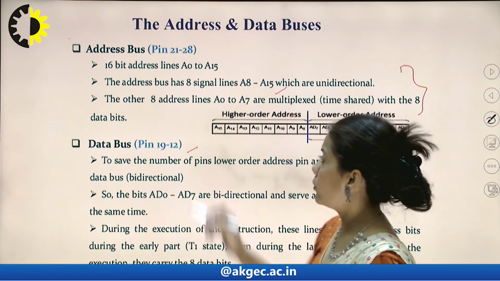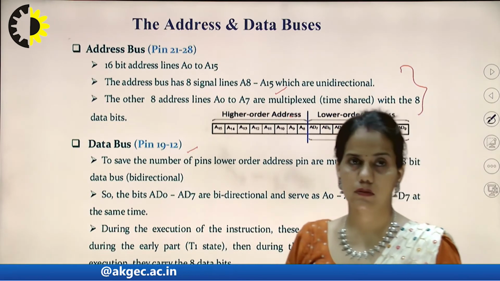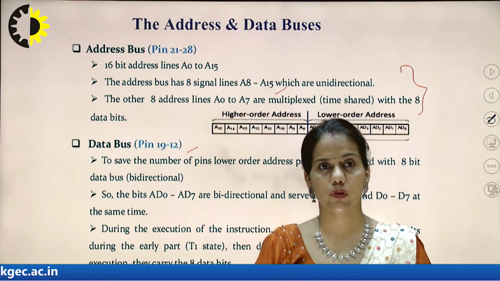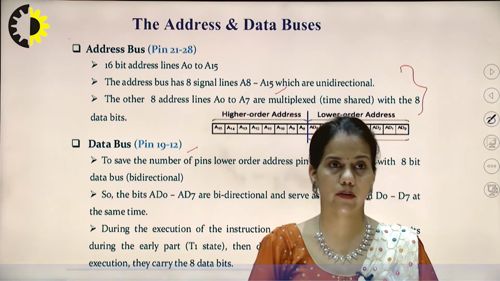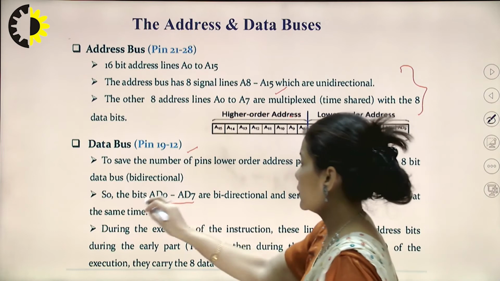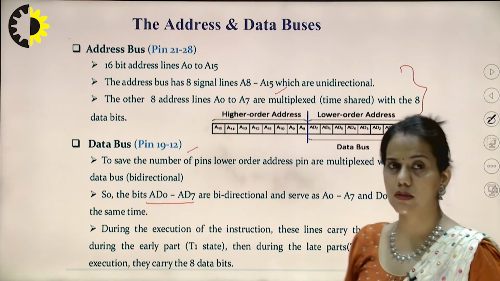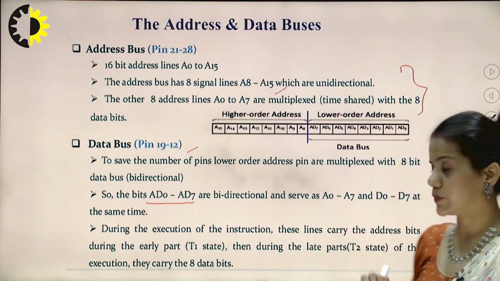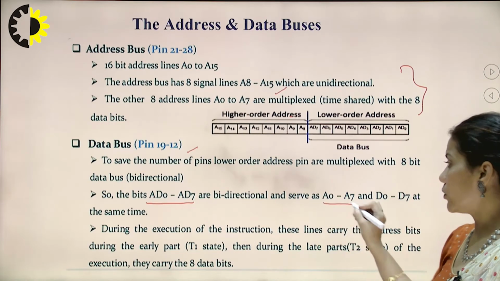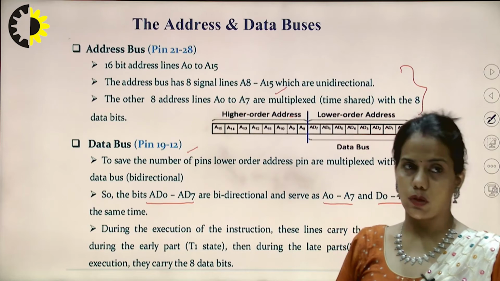Now when we talk about the data bus, to save the number of pins and to save the hardware, the 8085 uses a multiplexed lower order address and data bus, that is AD0 to AD7. This is bidirectional in case of data bus and unidirectional in case of address bus. So it can be demultiplexed as A0 to A7 and D0 to D7 according to the requirement.